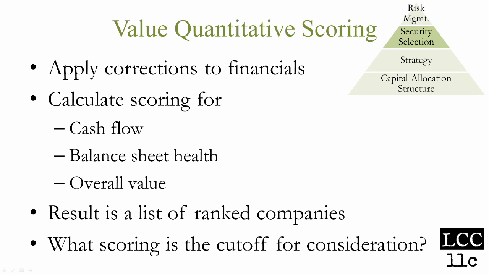For example, I could build a proprietary scoring method to evaluate cash flow, balance sheet health, and overall value. All of these scores would take into account the corrections we just discussed to arrive at a metric that hopefully ranks these companies accurately. Now I should have a ranked list of companies that are suitable for my strategy. And after operating that system for some time, I'd begin to see the level of scoring for each area where I might want to establish a filter.